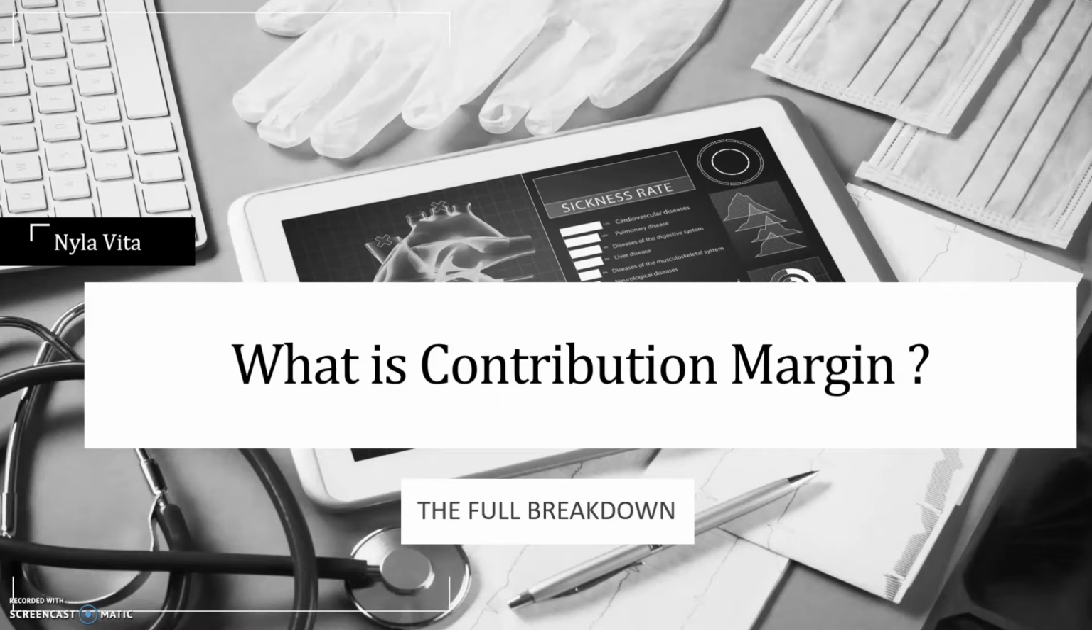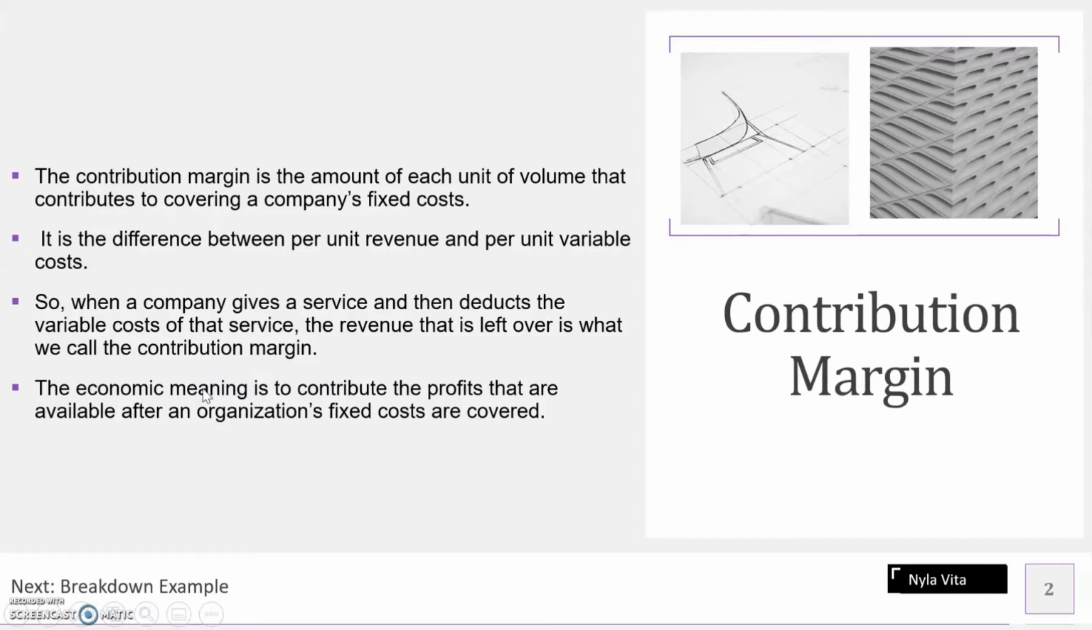This is the full breakdown of what is contribution margin. The contribution margin is the amount of each unit of volume that contributes to covering a company's fixed costs. It is the difference between per unit revenue and per unit variable cost. So when a company gives a service and then deducts the variable cost of that service, the revenue that is left over is what we call the contribution margin. The economic meaning is to contribute the profits that are available after an organization's fixed costs are covered.